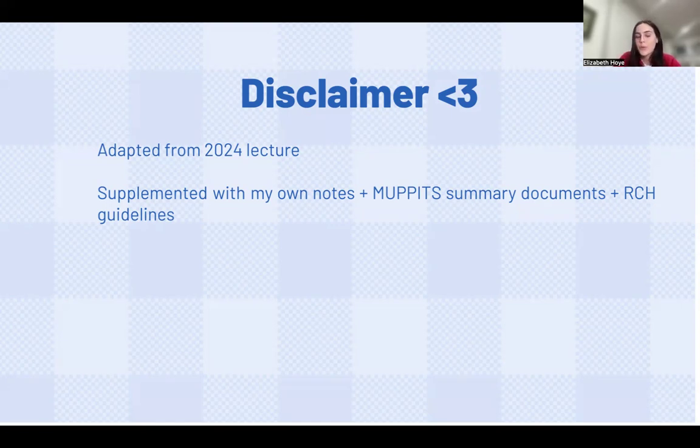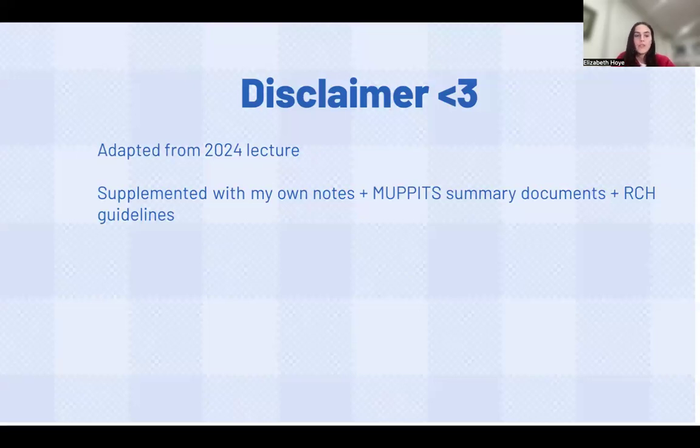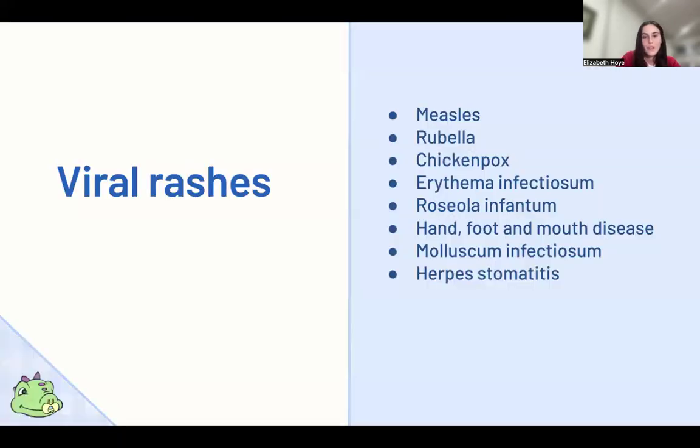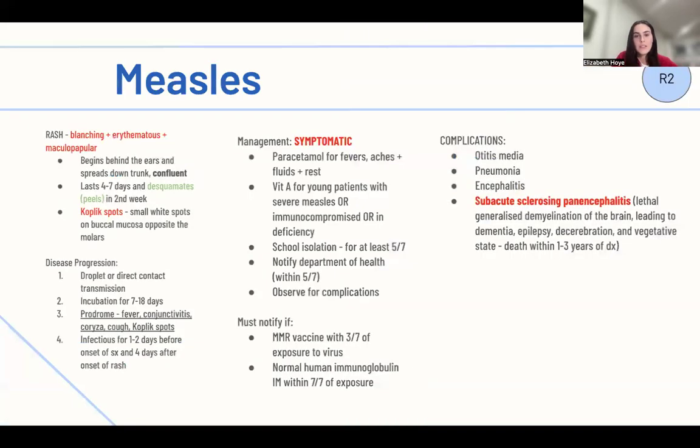I've also tried to label all the conditions with whether they're R1, R2, R3 as best I can. Some of it is a bit unclear, like for childhood viral illnesses, I've covered a range here, but they're all technically under the one condition that's just childhood viral illness as an R2. So first I'll be going through viral rashes. These are the range of viruses.